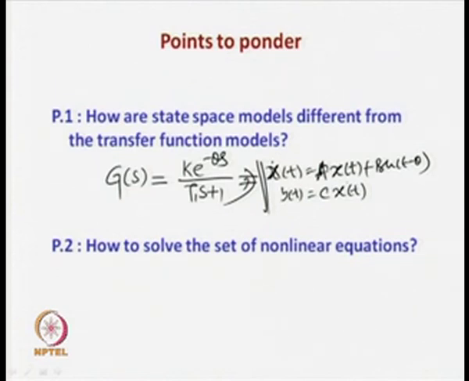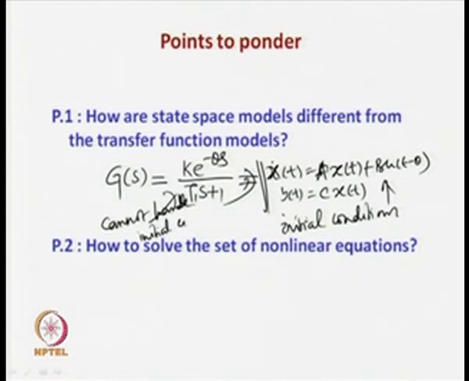Using the state space model, it is possible to take into account the effects of initial conditions, whereas transfer functions cannot handle initial conditions. So, there is no scope for considering the initial conditions when you have a transfer function model, whereas that is not so with the state space model. That is the main difference between the two types of models we have for many real time systems.